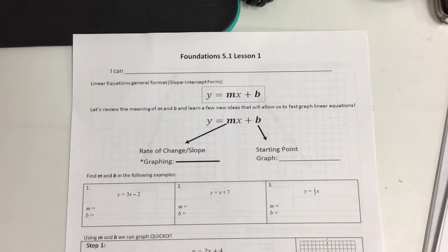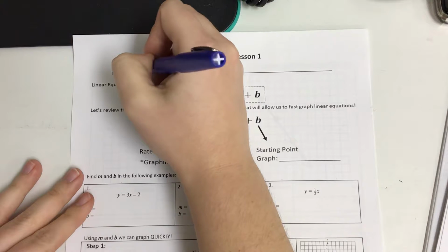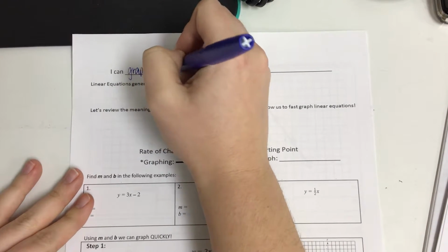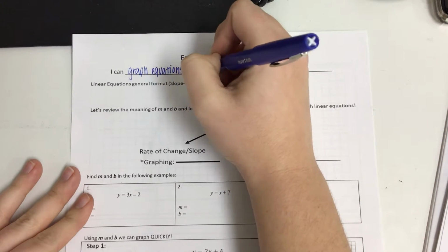This is 5.1, lesson 1. So for this lesson, we are going to be graphing equations, or I can graph equations. And we're going to do the opposite, so we can write equations from graphs.